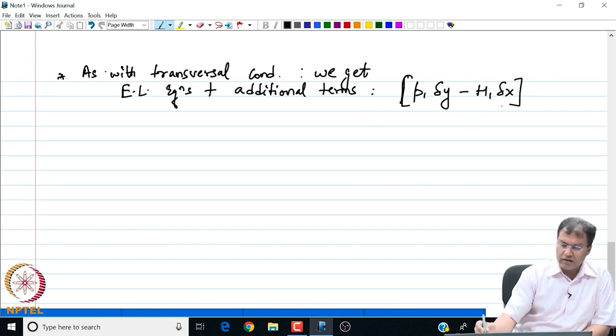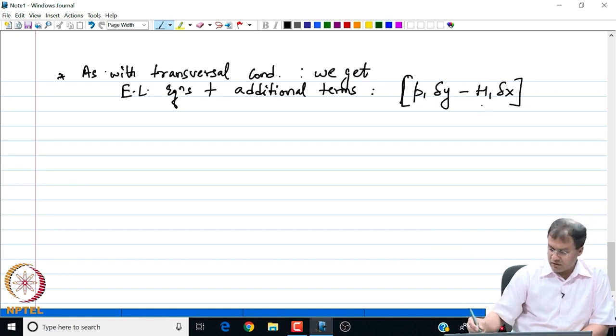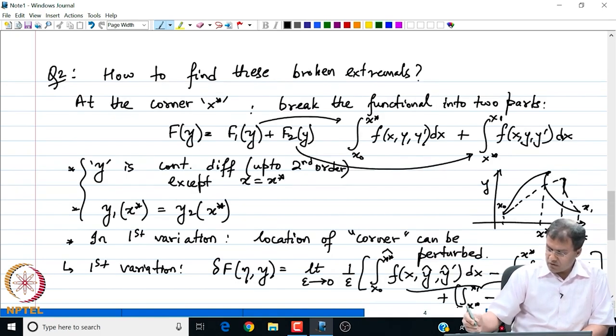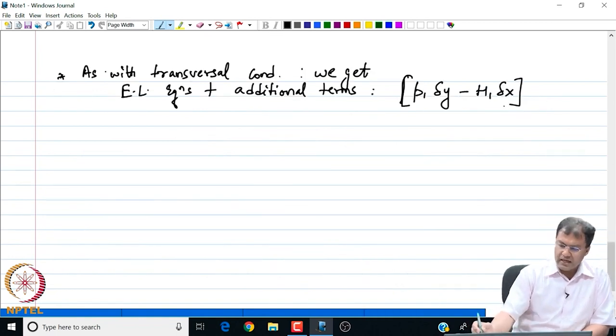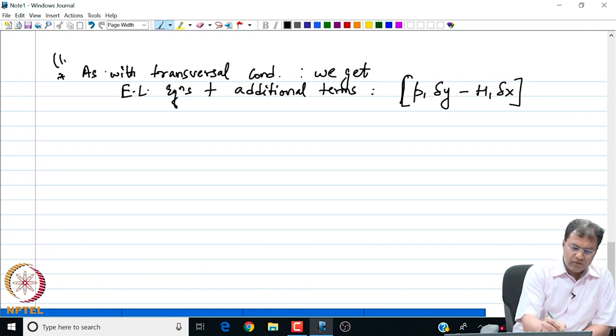So this is over the first interval. Let me just highlight. My first interval is the following, this one, and my second interval is this following. Over this first interval, my additional criteria is this quantity set equal to 0, right? And so the additional terms are these quantities in the first variation.